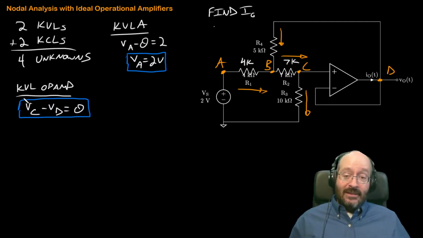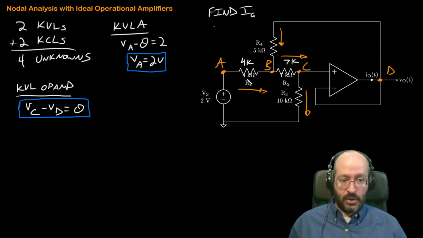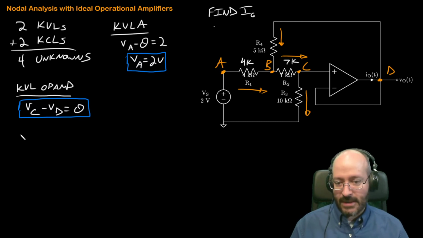We've got to write 2 KCLs. We're avoiding nodes that have a voltage supply connected to them, and we're avoiding nodes that have the output of the op amp connected to them. Okay, so we're not going to write it for A. We're not going to write it for D. We're going to write it for B and for C. So let's go ahead and do that.